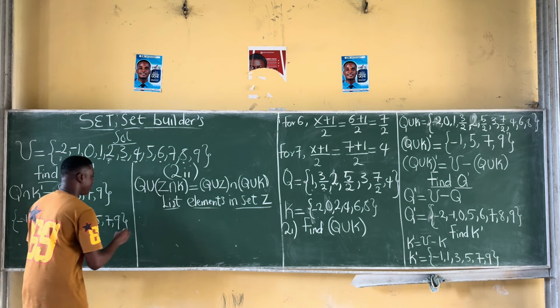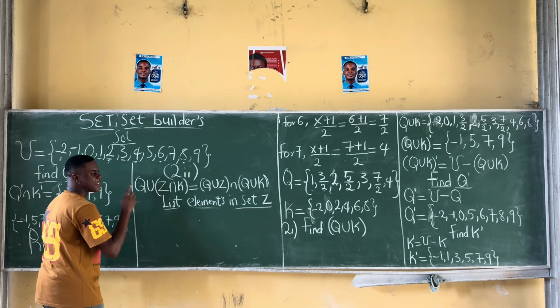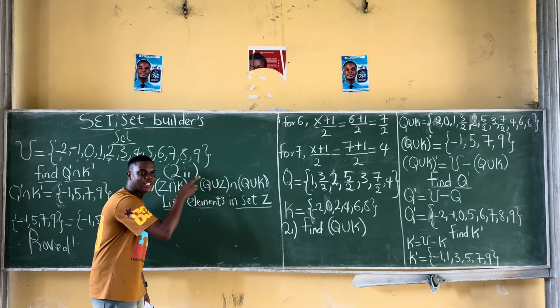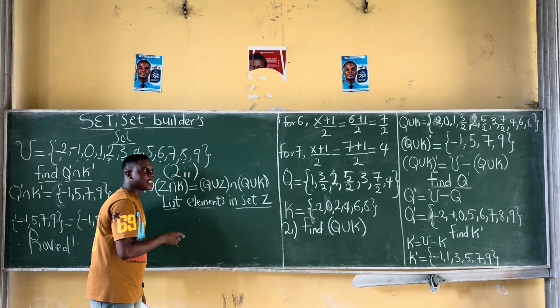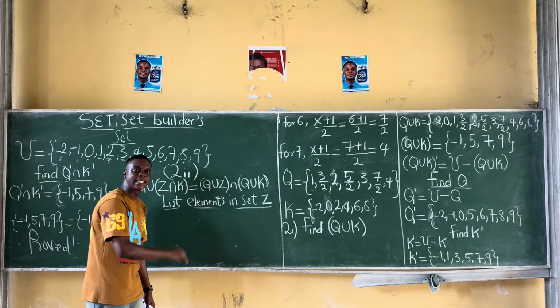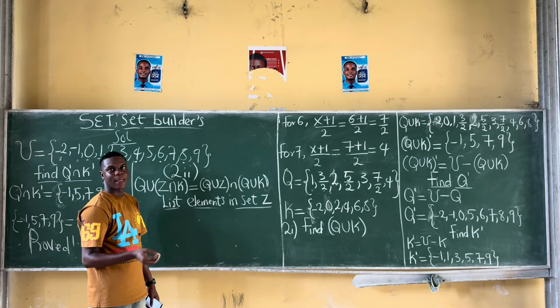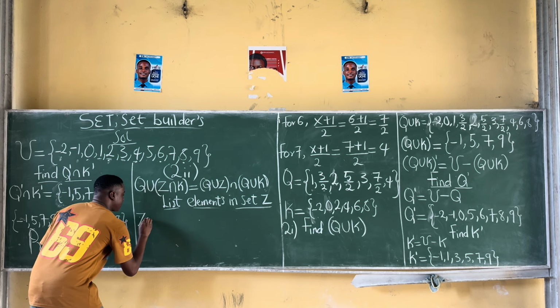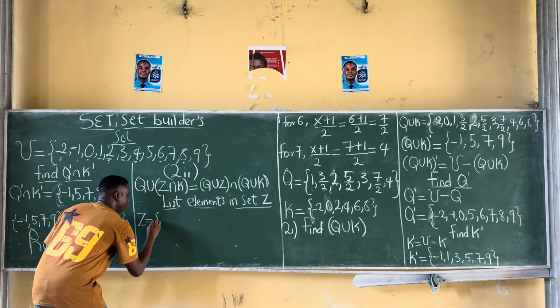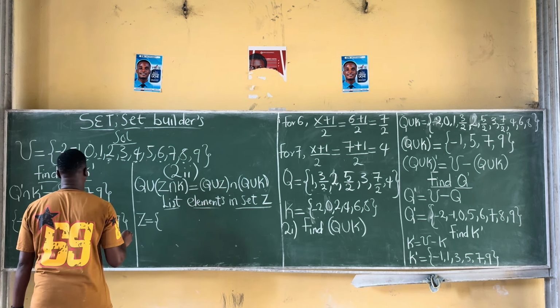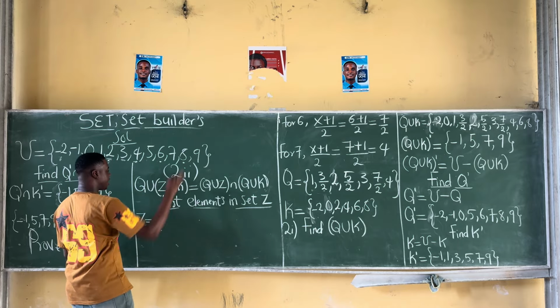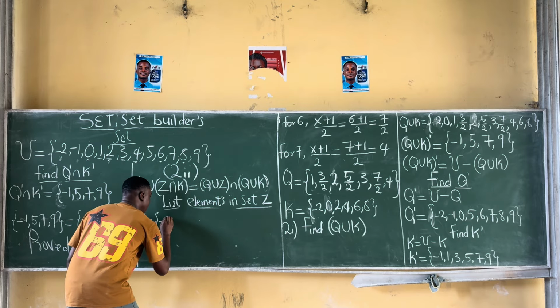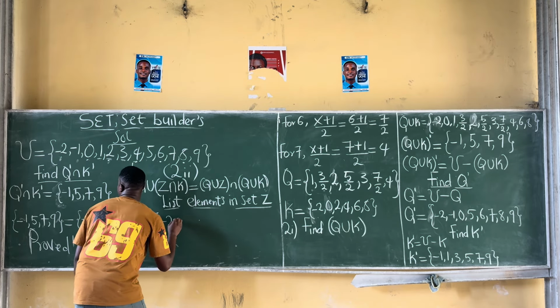Let's write it out. Set Z means integers. Integers are positive or negative whole numbers. Let's start set Z. Everything is set U. What do we have? Minus 2.